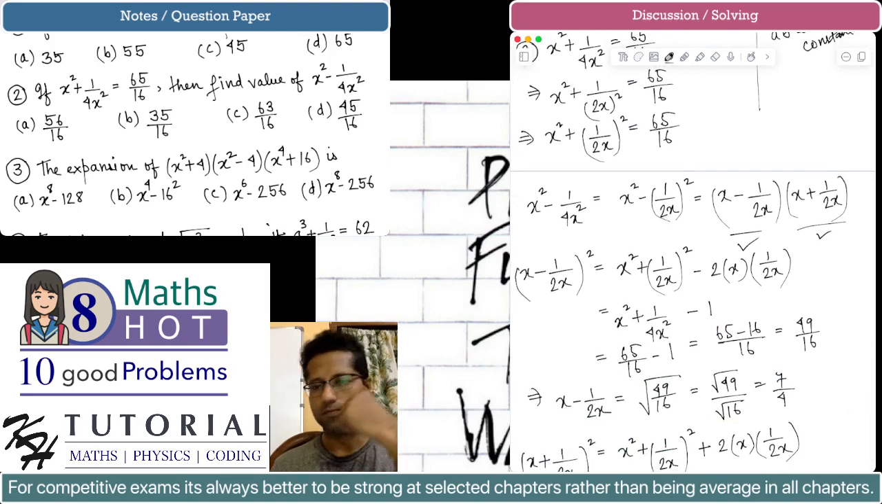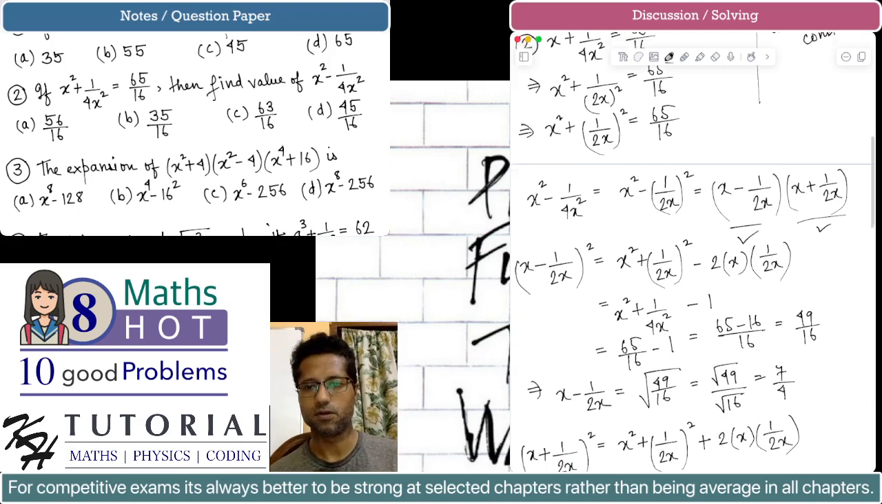So after solving a problem, I will pause for a few seconds so that you can take the screenshot of the solution.